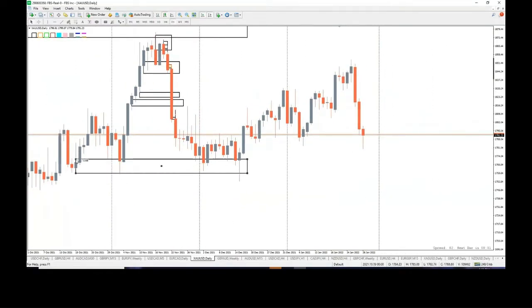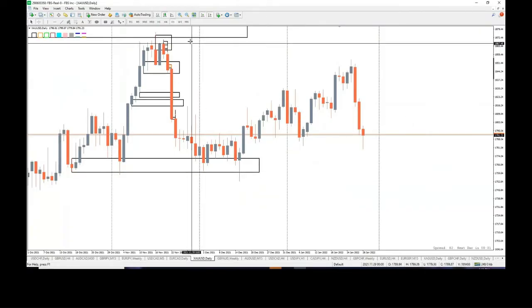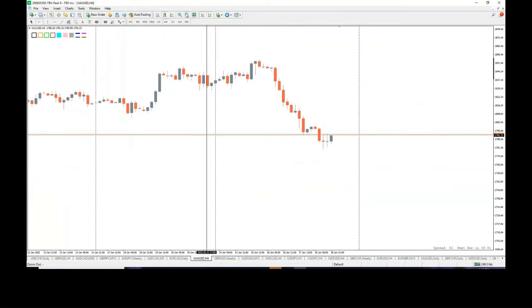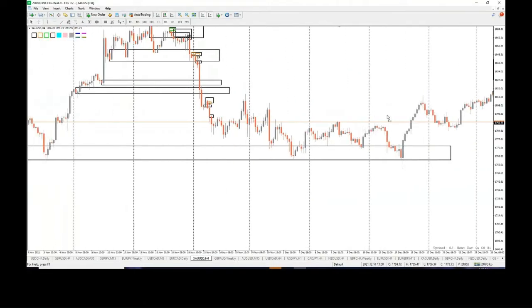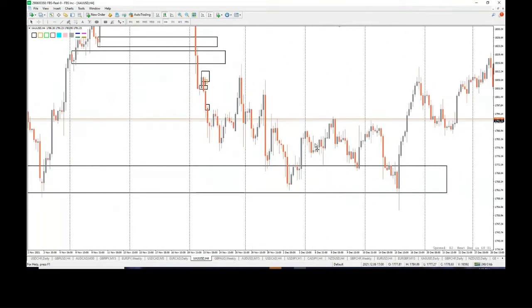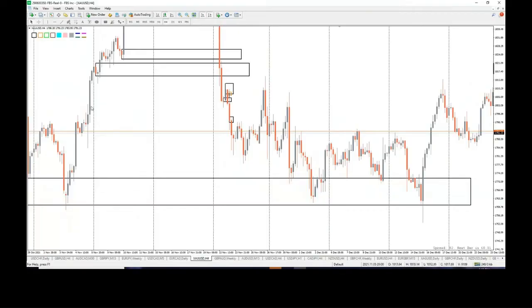So this is your next daily zone, right? Price has already reacted at that zone previously. If you go onto the daily, this is your next TP, right? If you sell from here, this is your next TP.